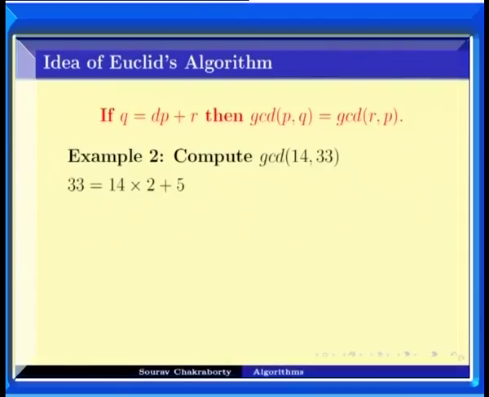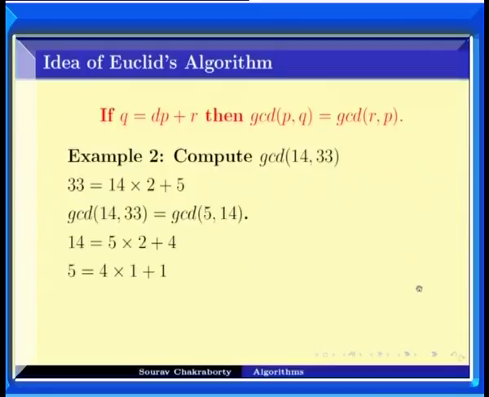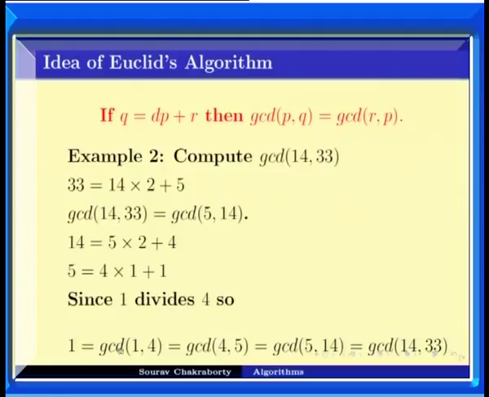Just to be sure we are on the same page, let us look at another example. So, we want to calculate the GCD of 14 and 33. Again 33 can be written as 14 into 2 plus 5. Now, therefore, GCD of 14 and 33 is equal to GCD of 5 and 14, and 14 can be written as 5 into 2 plus 4, and 5 can be written as 4 into 1 plus 1, and since 1 divides 4, 1 is the GCD of 1 and 4, which is the GCD of 4 and 5. We are using this property right here, GCD of 4 and 5 is equal to GCD of 1 and 4, and GCD of 4 and 5 is equal to GCD of 5 and 14 from this line, and GCD of 5 and 14 is equal to GCD of 14 and 33, so GCD of 14 and 33 is 1.